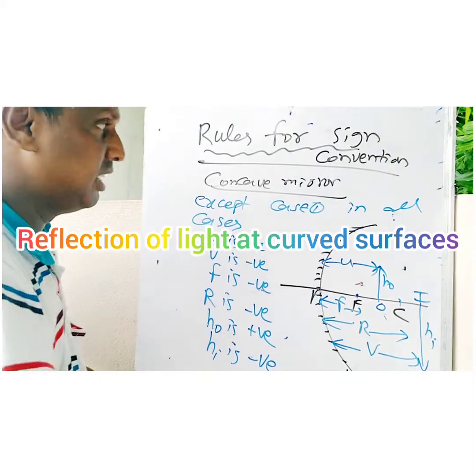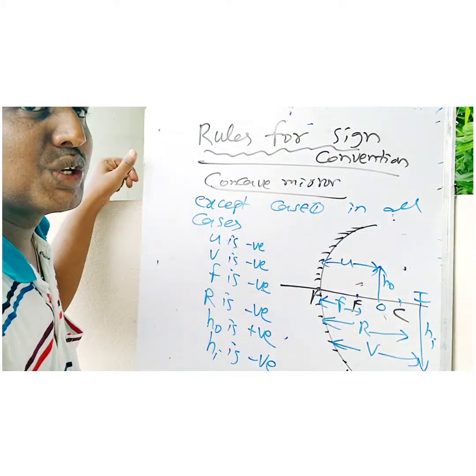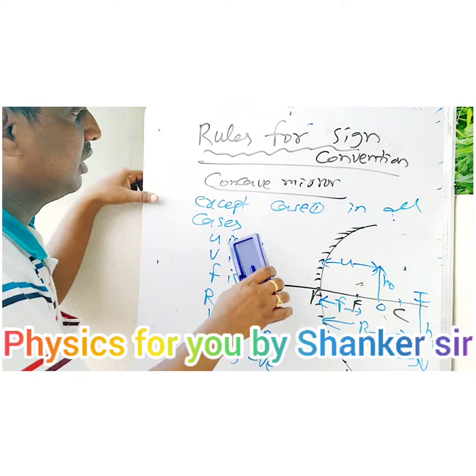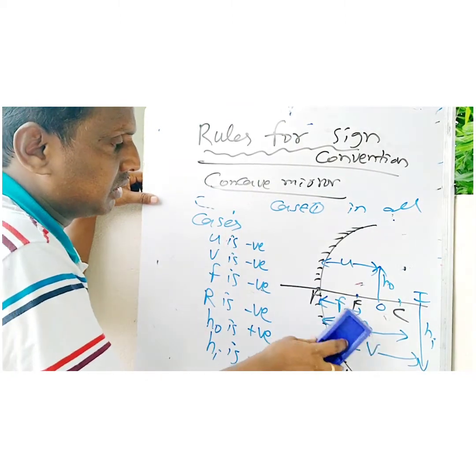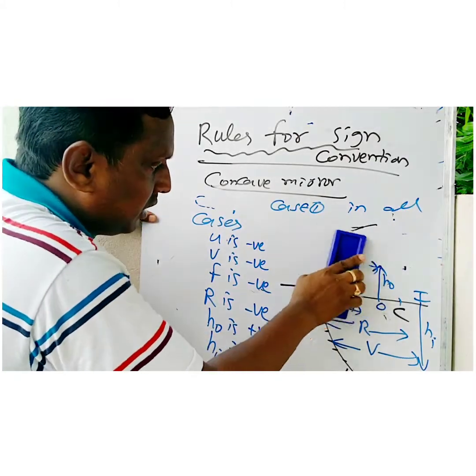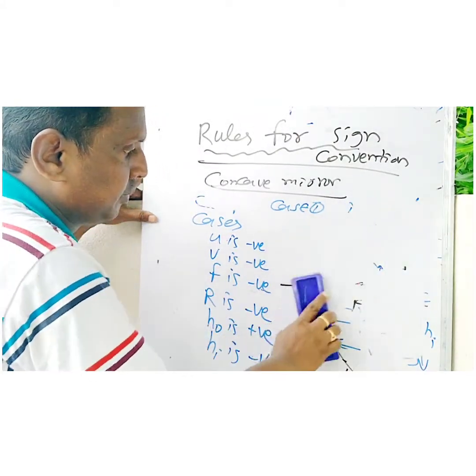Right. Next, now we can discuss what about case 1. So now we take case 1 here. Case 1 is well known to you. Again we will take the diagram.